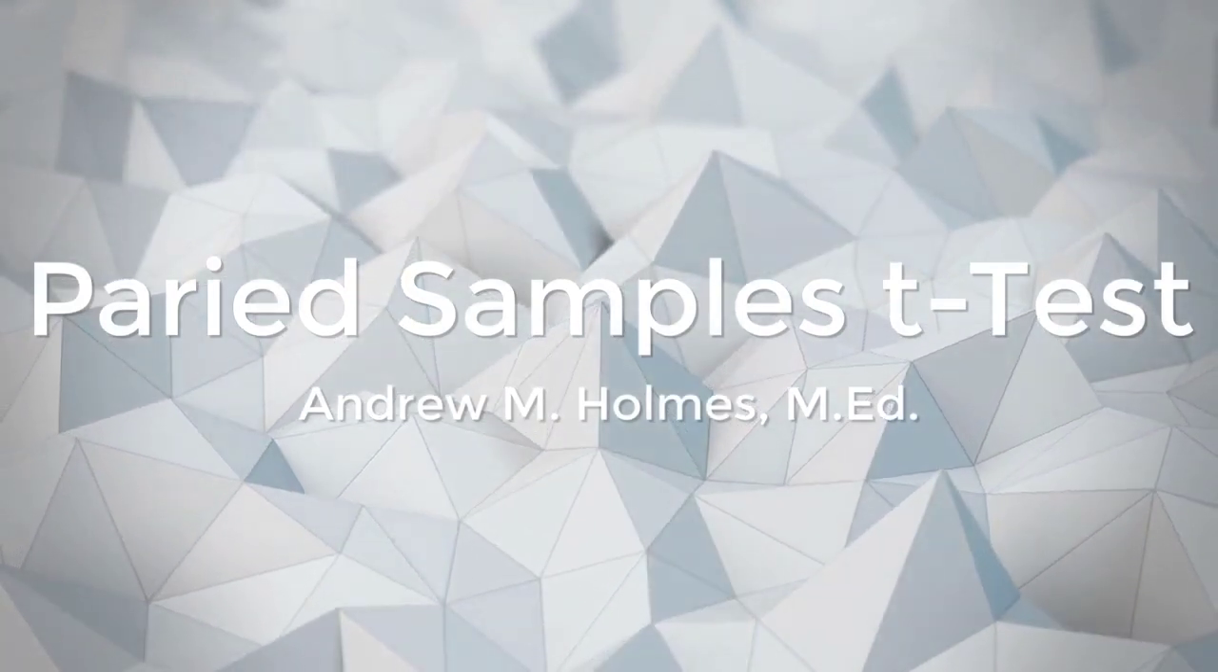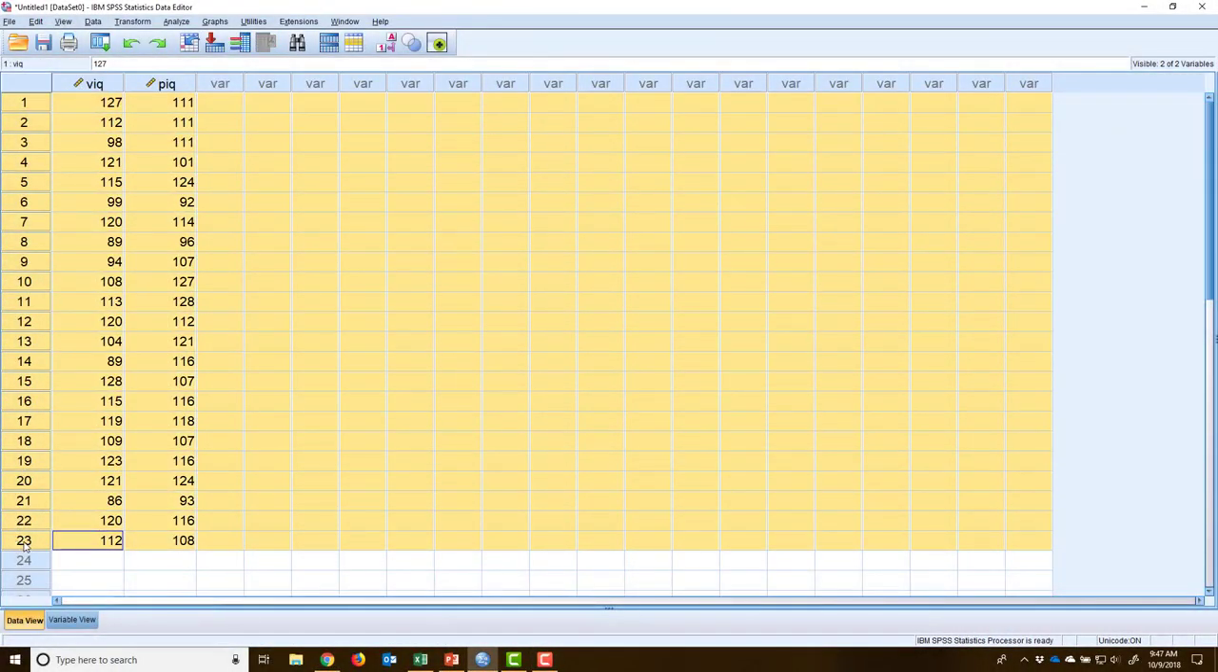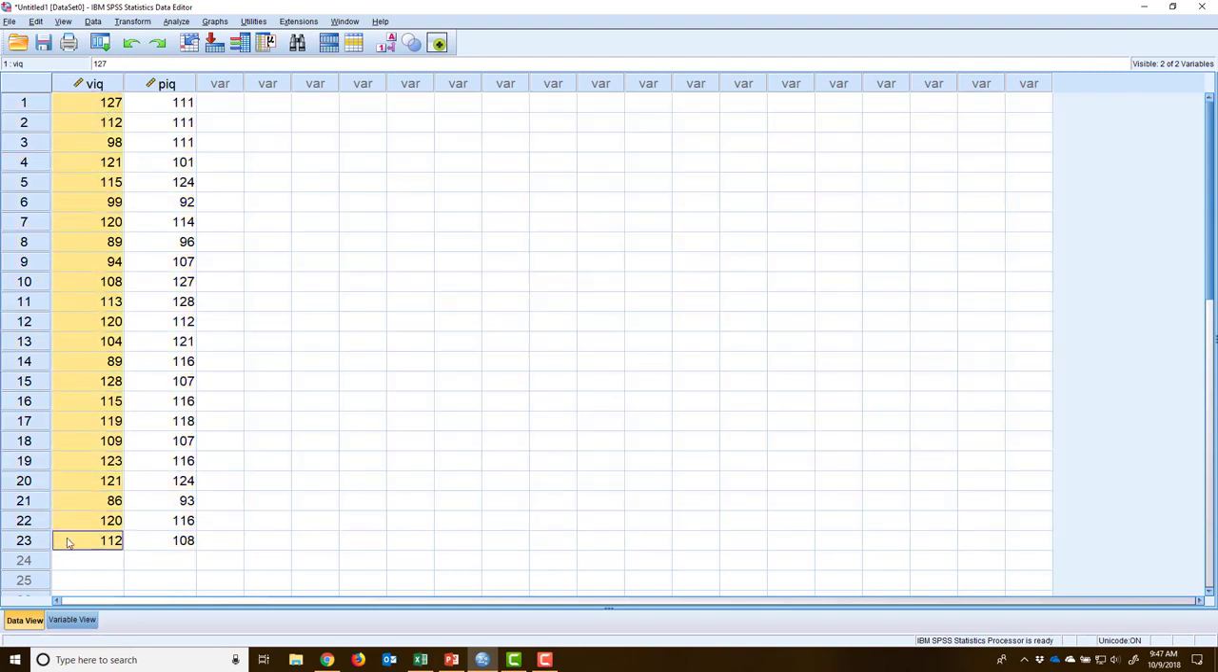In order to illustrate the way in which paired t-tests are carried out, we're going to focus on 23 participants. So here are my 23 participants. Remember, in SPSS, each one of these numbers on the side is a participant. These participants have chronic illness, and we're going to measure two variables. The first one is verbal IQ score, and the second one is performance IQ score. We have them labeled VIQ for verbal IQ score and PIQ for performance IQ score.